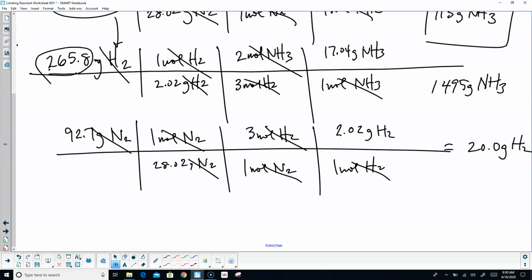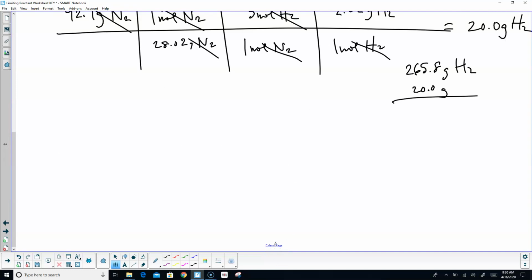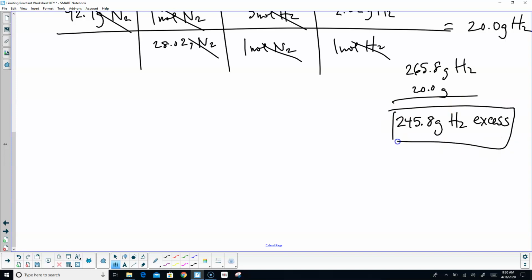Okay, 3 sig figs. But notice we started out with 265.8 grams of hydrogen, but we only reacted 20 grams. So that tells me that the amount that is excess, if I subtract those, is 245.8 grams of hydrogen in excess. That is the answer for part C.